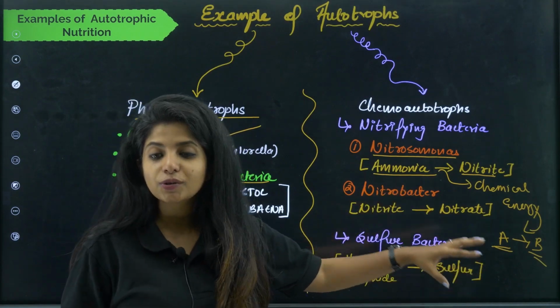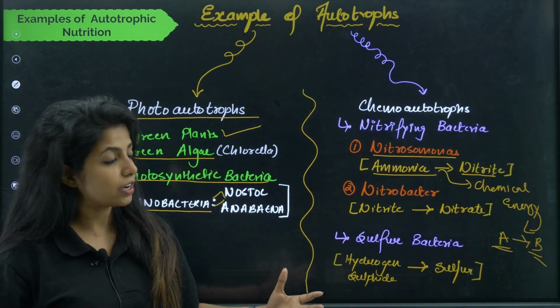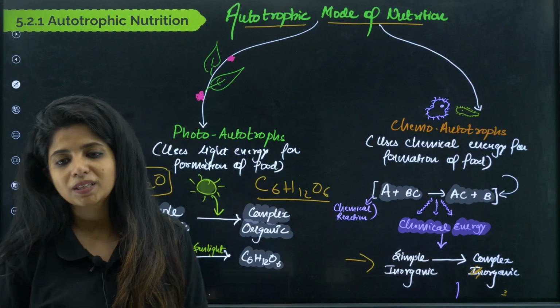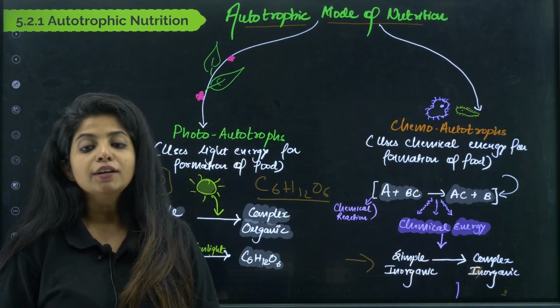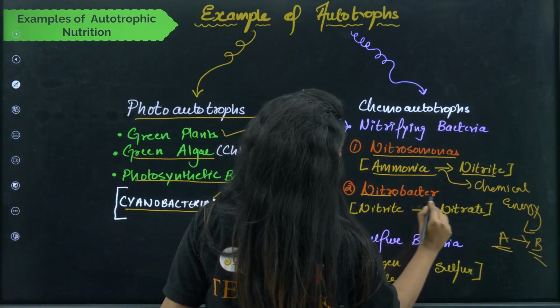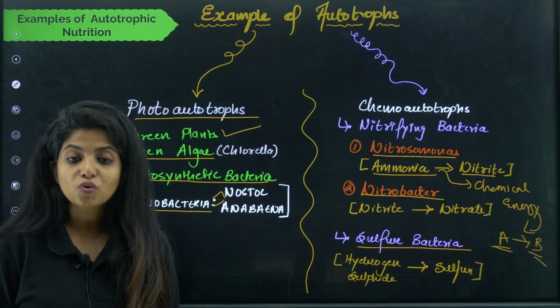Again, chemical energy is released, and this chemical energy is used to drive some other chemical reaction, at the end of which you will get what? Complex organic substance. That's all. Okay, so I have mentioned the chemical reactions over there. That is why you might get confused. So you just have to remember the names: Nitrosomonas, Nitrobacter, sulfur bacteria if you can. These are examples of chemoautotrophs.